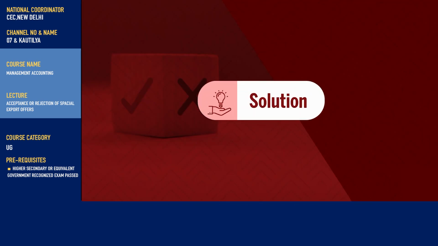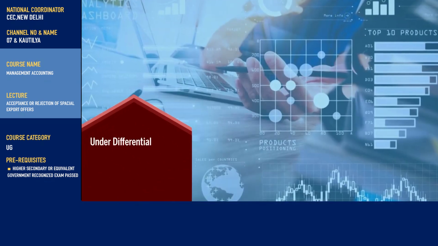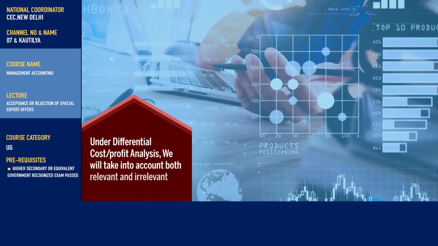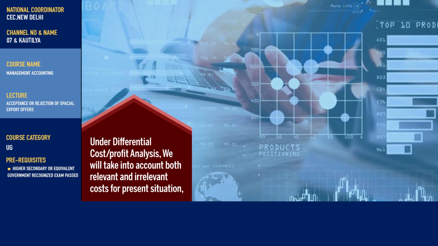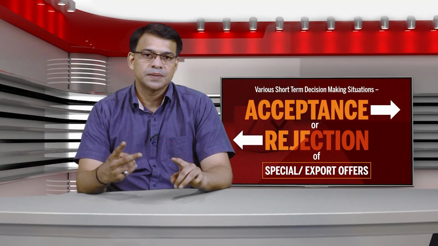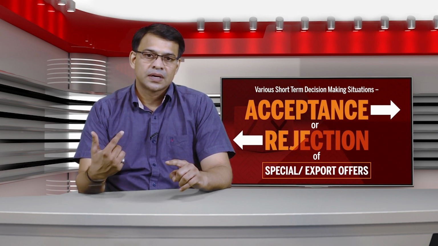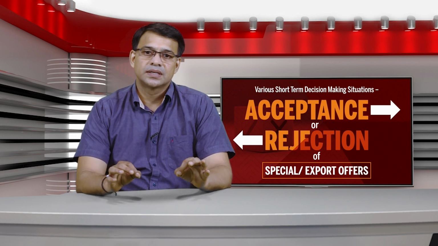Let us solve this example. Under differential cost or profit analysis, we will take into account both relevant and irrelevant costs for the present situation. So, for the present situation, both relevant and irrelevant. Relevant means variable, irrelevant means fixed cost. While for the special offer situation, we will take into account relevant cost, meaning variable cost, for the special order. We will not take into account fixed cost because fixed cost is irrelevant.